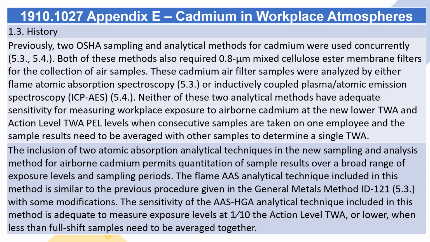The inclusion of two atomic absorption analytical techniques in the new sampling and analysis method for airborne cadmium permits quantitation of sample results over a broad range of exposure levels and sampling periods. The flame AAS analytical technique included in this method is similar to the previous procedure given in the General Metals Method ID 121, 5.3, with some modifications. The sensitivity of the AAS-HGA analytical technique included in this method is adequate to measure exposure levels at 1/10 the action level TWA, or lower, when less than full shift samples need to be averaged together.